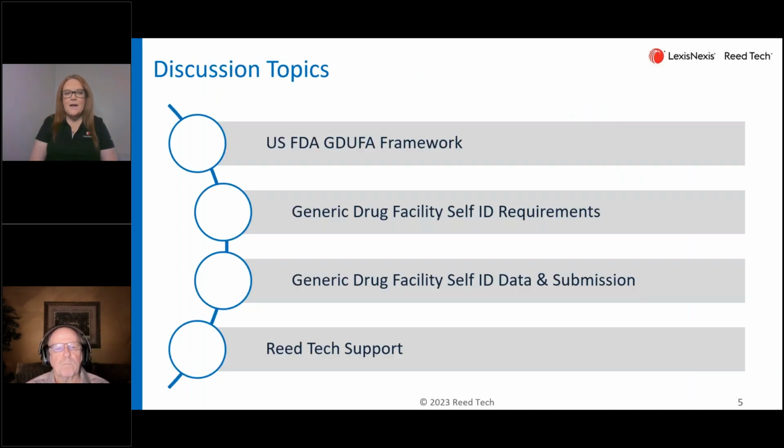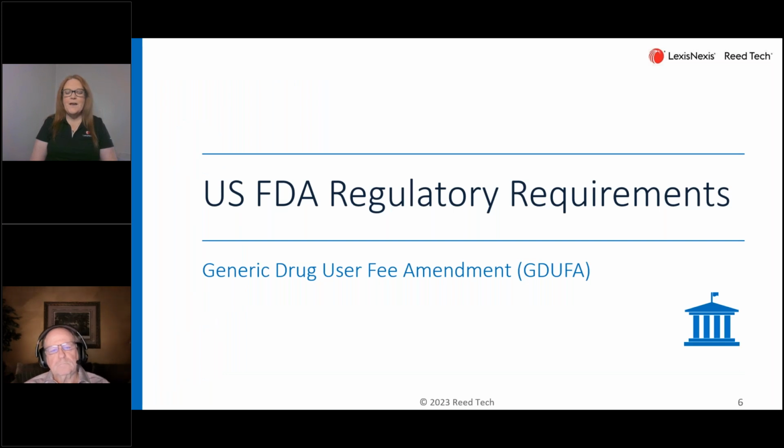Okay. So today we are going to cover a variety of topics that are going to explain the foundation of GDUFA to you. So we'll look at the US FDA GDUFA framework, some generic drug facility self-ID requirements, generic drug facility self-ID data and submission, and how ReadTech can support you in this briefly at the end. So with that, I will hand the presentation off to Gary.